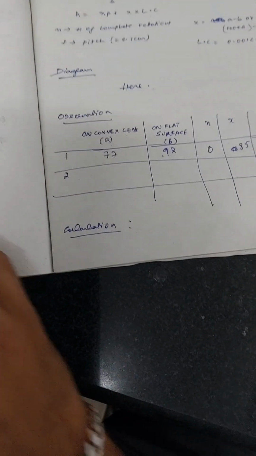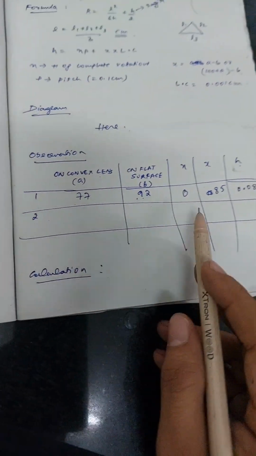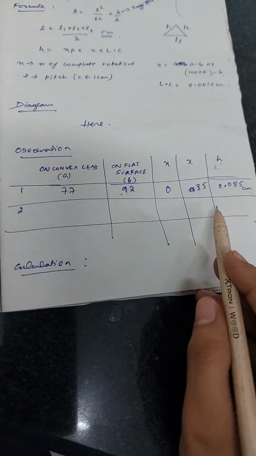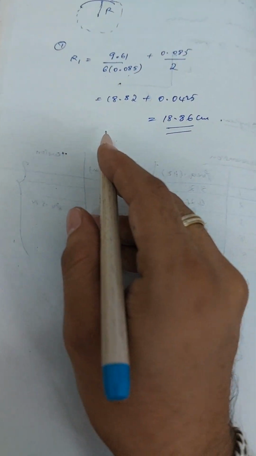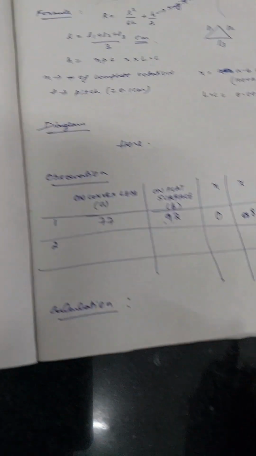Now you are supposed to do one more reading. You have to take one more reading, do the calculation again, and take the average. That would be your result.